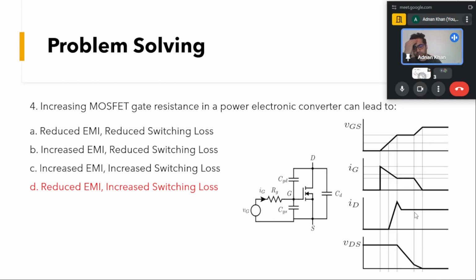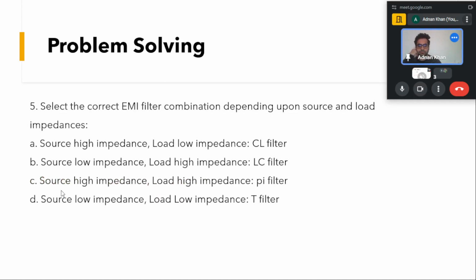But because of this high gate resistance, the turn on time and turn off time increase, and with the increase in turn on and turn off time, the switching losses increase, and that is the downside of this. If we want to reduce the EMI, the switching losses increase, so option D is the correct option.